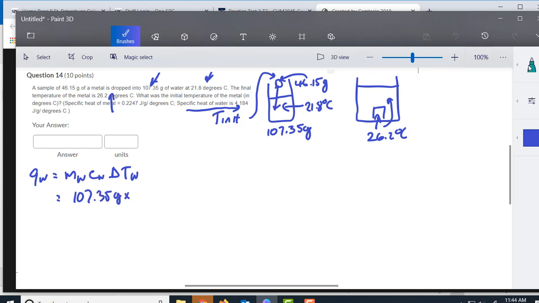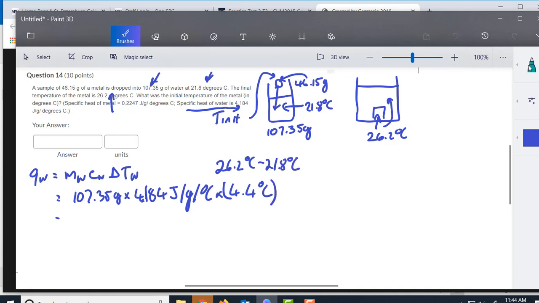The heat capacity 4.184 joules per gram per degree Celsius. And the temperature difference here is 4.4 degrees Celsius. Now we get that by taking 26.2 degrees Celsius and we subtract 21.8 degrees Celsius. So that leaves us with, well, once we adjust for significant figures, 2.0 times 10 to the 3 joules.